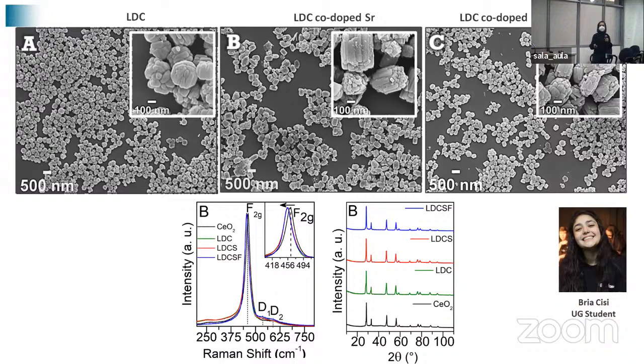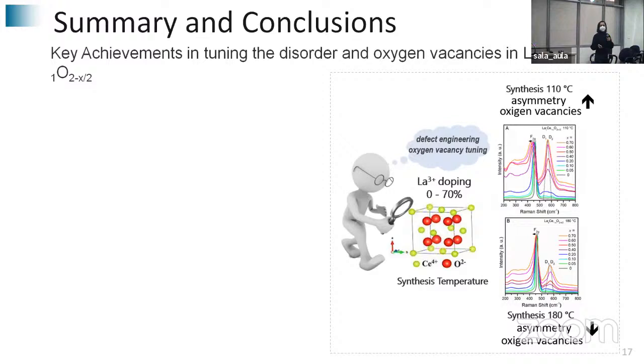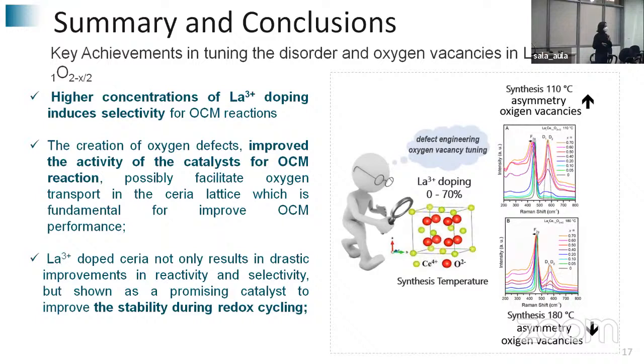To summarize, our key achievement is to tune this catalyst by increasing the amount of vacancies. These vacancies were really important to the OCM reaction, especially for the selectivity. Lanthanum also plays a really important role in this. And also the stability during the redox cycling, because in these results we could not see the catalyst decreasing in efficiency. That is really important. After 20 hours, our catalyst is still good, with a good microstructure.